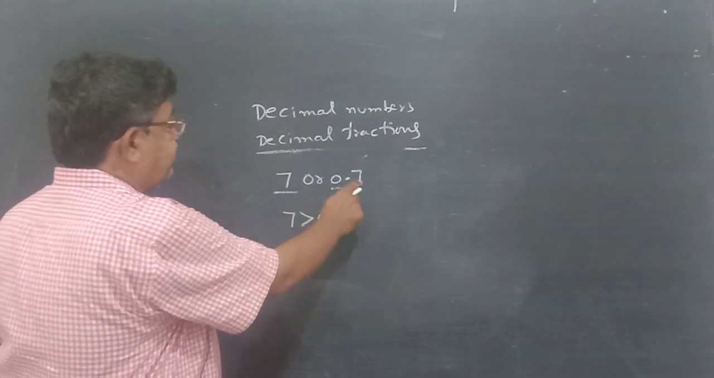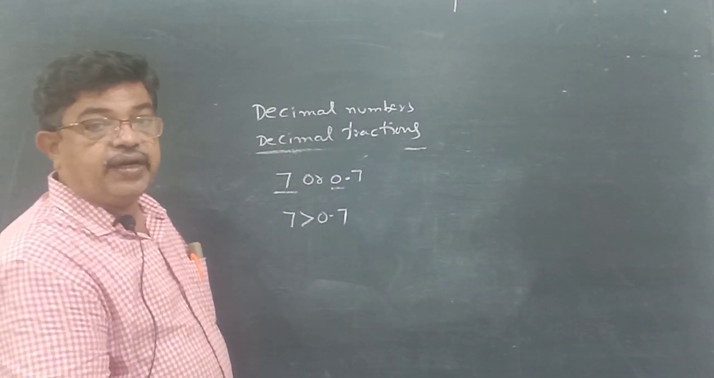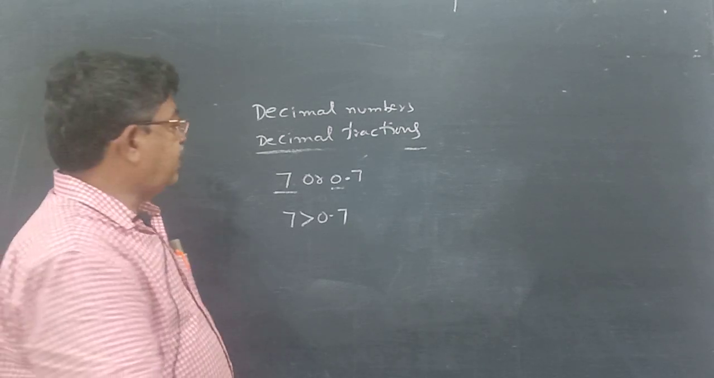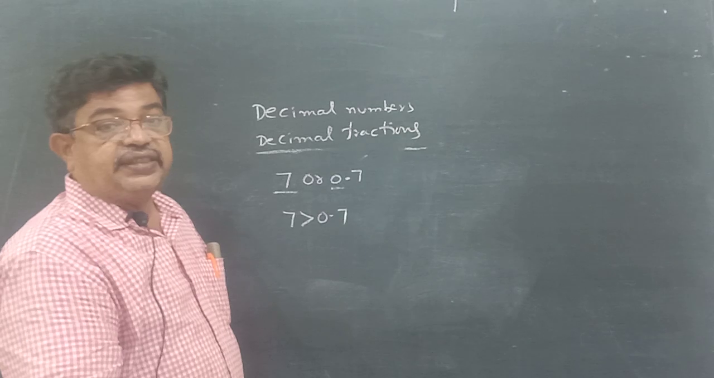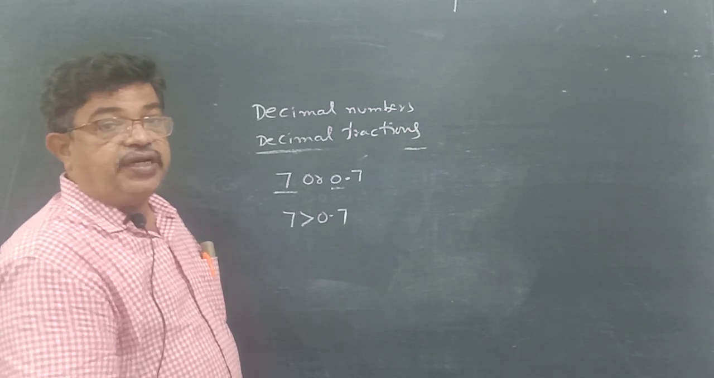Don't compare this 7 and this 7. Here it is in the decimal value. So you have to compare the places accurately. Here the 7 is whole number and here the whole number is 0. As 7 is greater than 0, 7 is greater than 0.7.